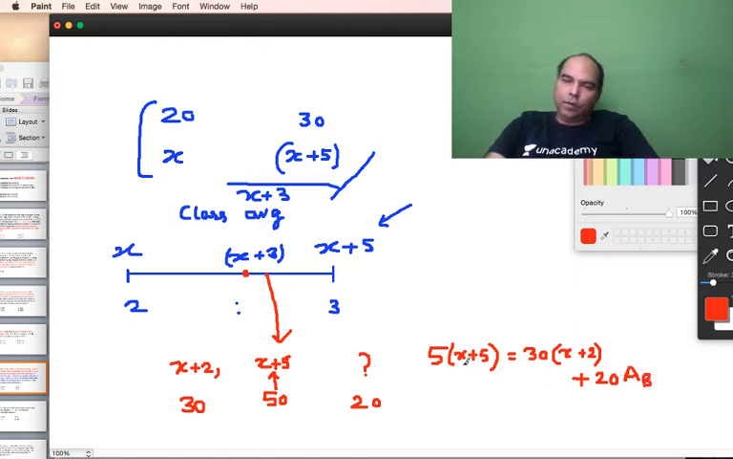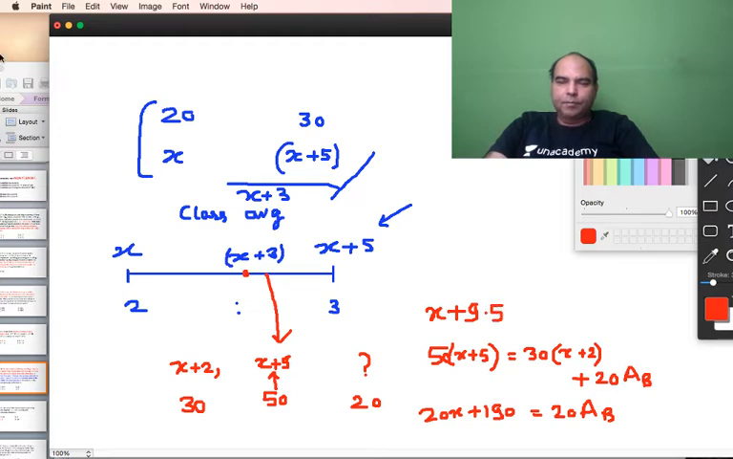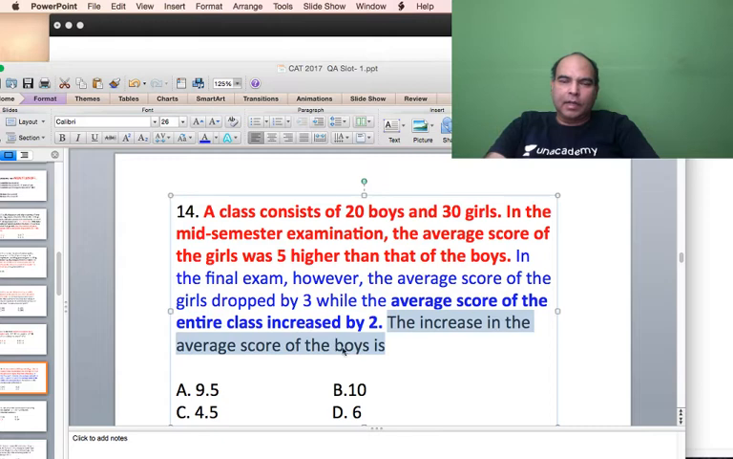So when you solve this, this should be 50, I'm sorry. So this is 50 times x plus 5 is equal to 30 times x plus 2 plus 20 times average of the boys. So if you solve this, you get 20x plus 190 is equal to 20 times average of the boys. So the average of the boys becomes x plus 9.5. The question asked by how much the average of the boys increases, by how much the increase in the average score of the boys is. So the correct answer will be 9.5.